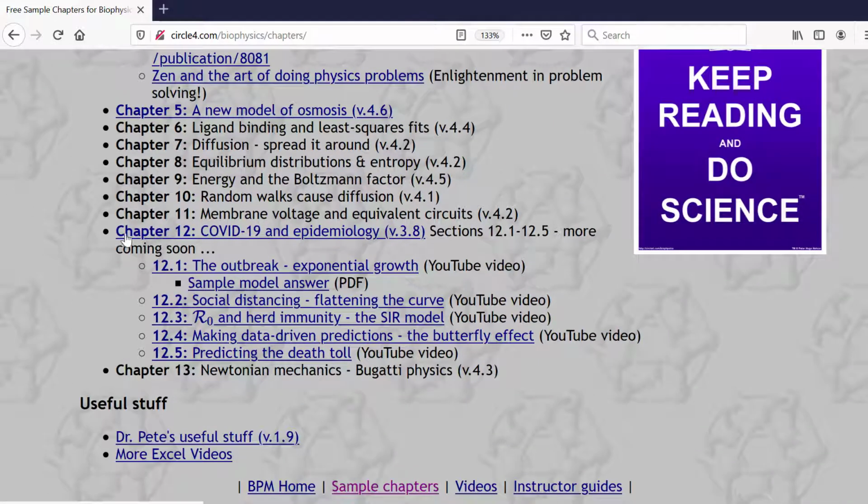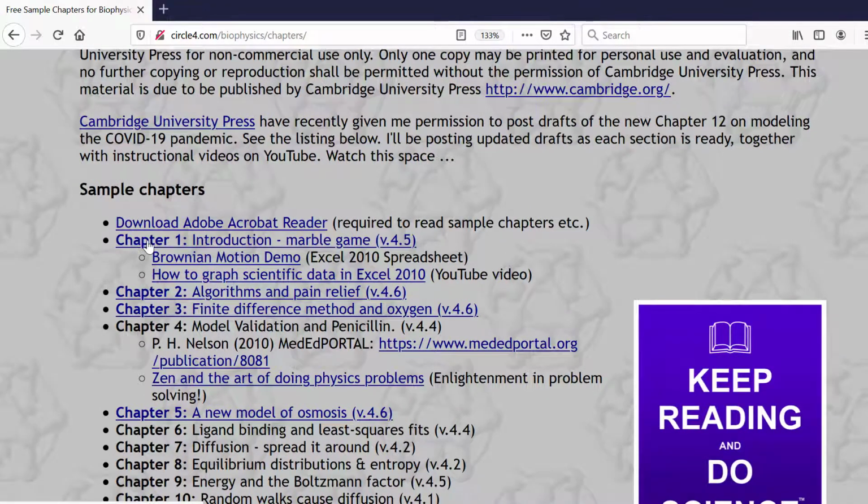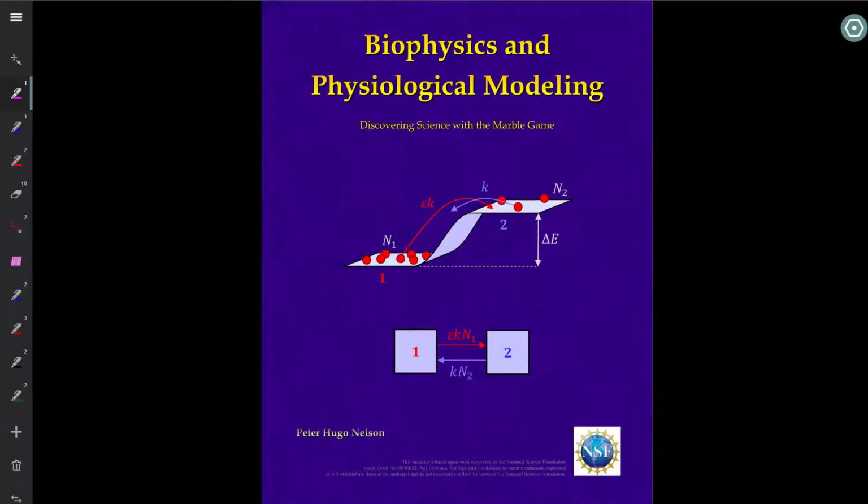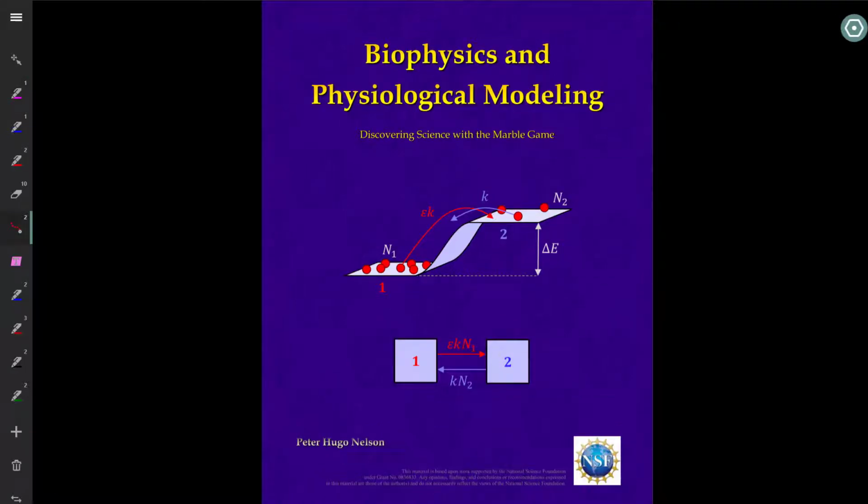The main topic for the video is going to be chapter 12, but before I do that, let's talk about chapter 1. Okay, so here's the cover page for chapter 1. One of the things I'd like you to pay attention to is this finite difference diagram on the cover. It's one of the main features of the book, and we'll get to that when we get to chapter 3.